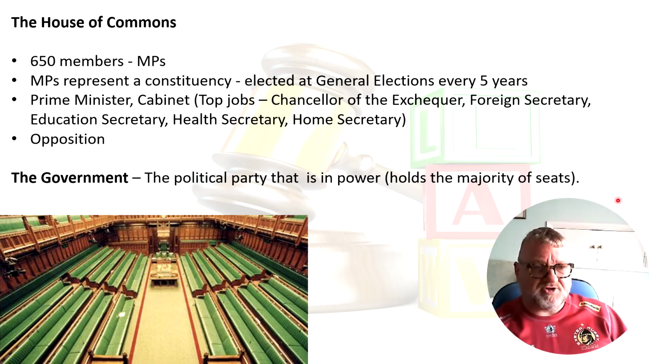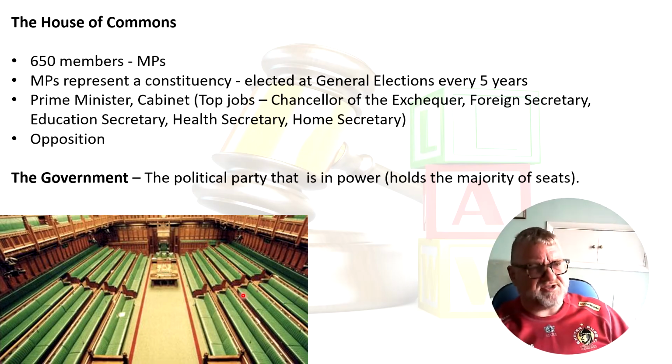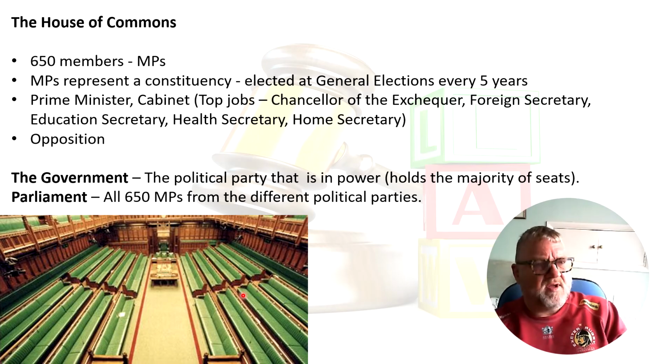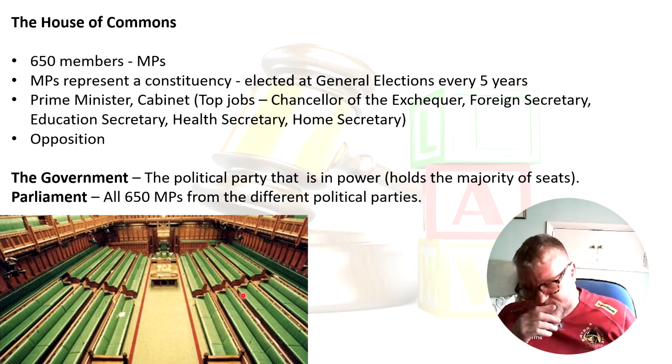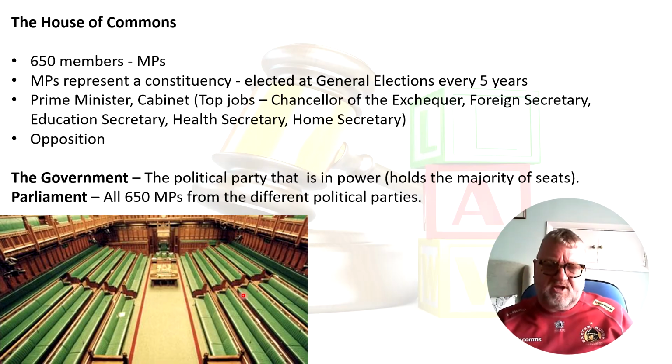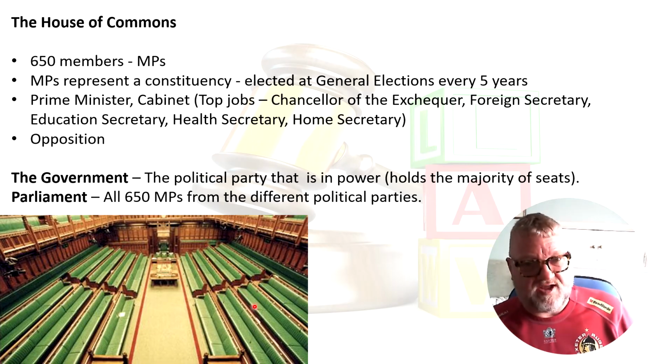They're the ones that hold the majority of the seats, which at the moment is the Labour Party, which sit on this side of the House. On the other side of the House, we've got Conservatives, Lib Dems, Reform, Plaid Cymru, Scottish Nationalists, Irish parties, etc. And Parliament is the name we give to all 650 MPs. Government is the name we give to the MPs that are in the party that hold the majority. So currently we have a Labour government. We still have 650 members of Parliament.